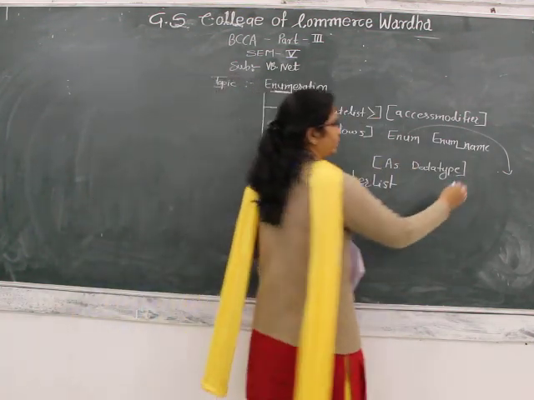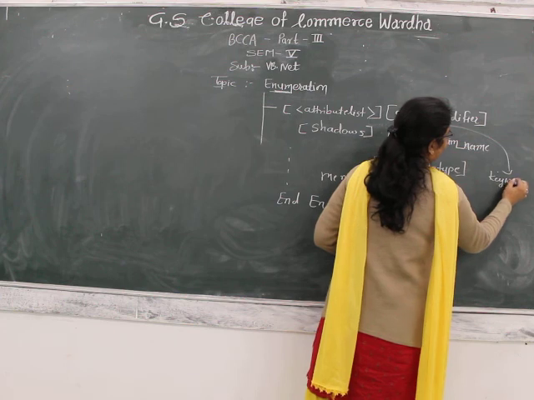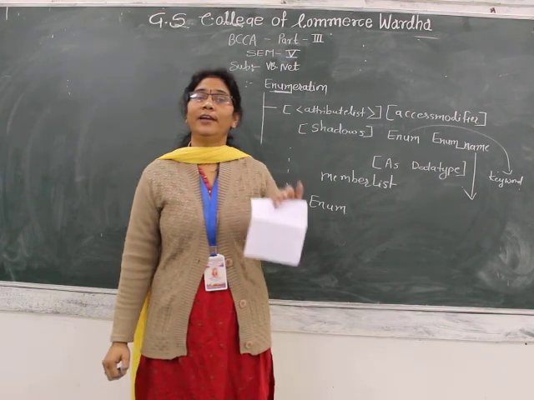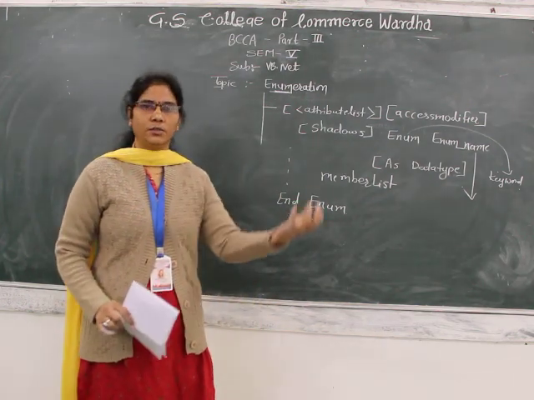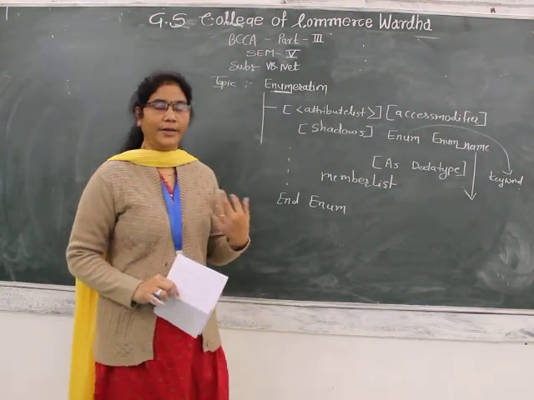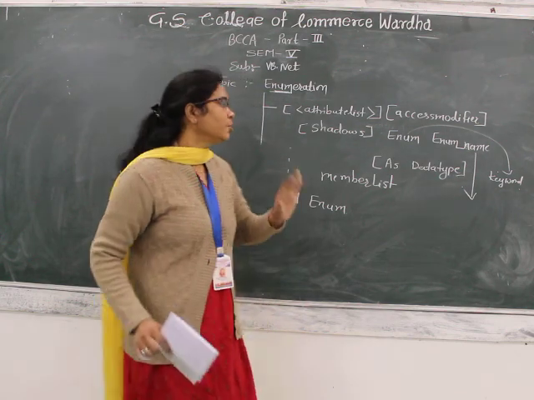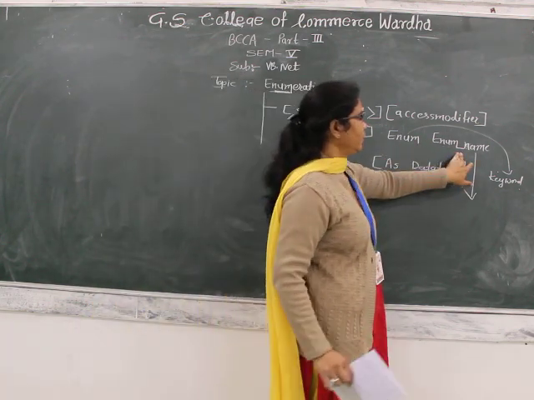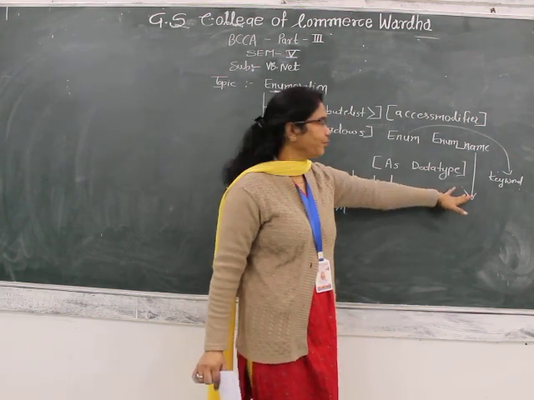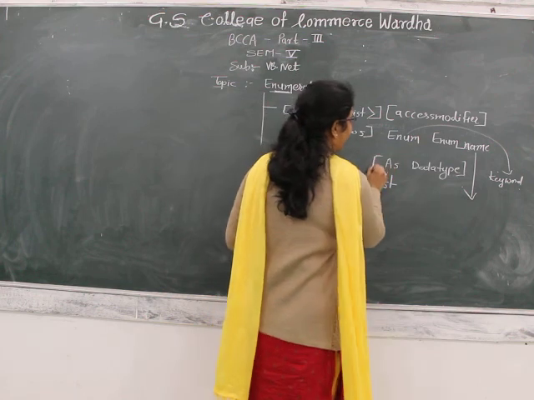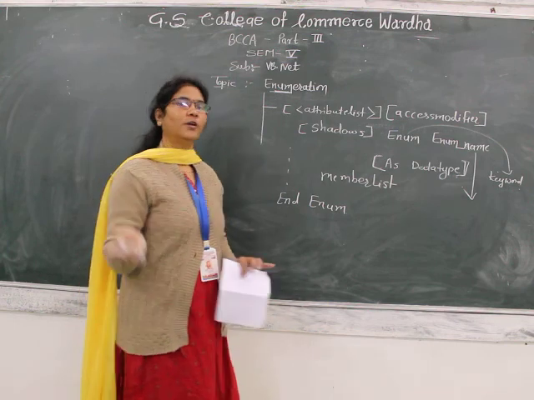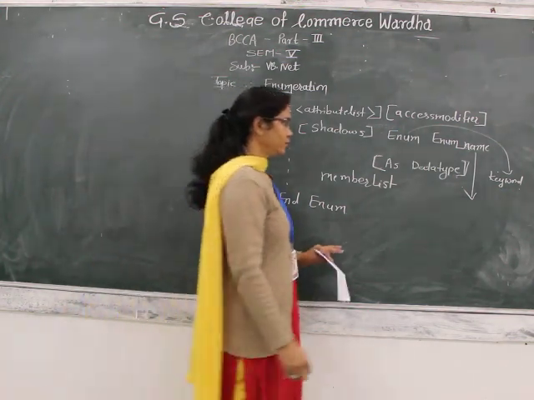The required things are the Enum keyword, and then the enum name, which is any valid name for the enumeration. That's how we identify it, like Color or Student. So the enum name is an identifier for that enumeration. Then As data type is again optional. Here we use a primitive data type for declaring our enumeration list.